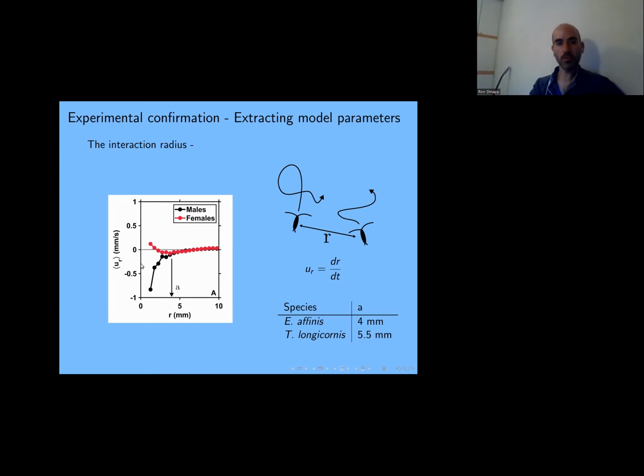This allows us to define the interaction radius as the value of r at which this average separation velocity starts to become significantly negative. So we can measure this A, this interaction radius, using this kind of graph. We did that for the Eurytemora affinis and got about 4 millimeters. This is the interaction radius of Francois' copepods. For my copepods, we got a very similar value of about 5.5 millimeters. Slightly larger, but roughly the same order of magnitude. I should say this is approximately 2 body lengths of the copepod that we use.